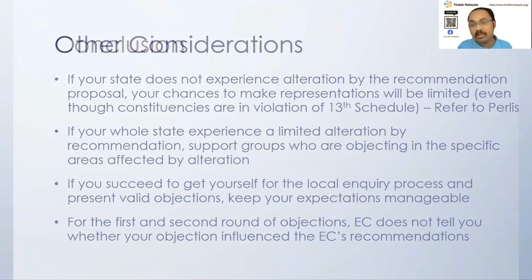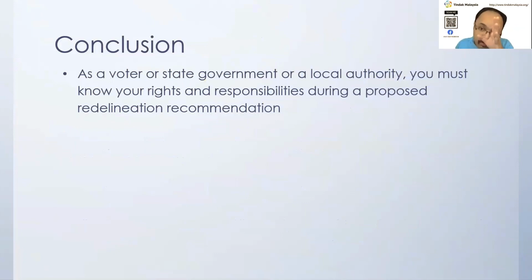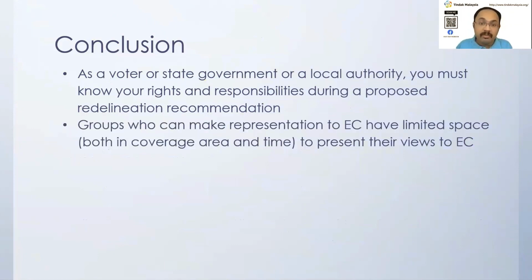So I will come to the end of my presentation. What I want to highlight to you is you must know your rights and responsibilities during a proposed redelineation recommendation. If about 100 voters or more are affected by the proposal, please be ready to make your representation, i.e. an objection, to EC. And you have to acknowledge, and this is something I may not agree with, that groups who can make representation to EC have limited space, unless EC decides to alter all constituencies, then the space is expanded. You also have limited time to organize your views and submit to EC.